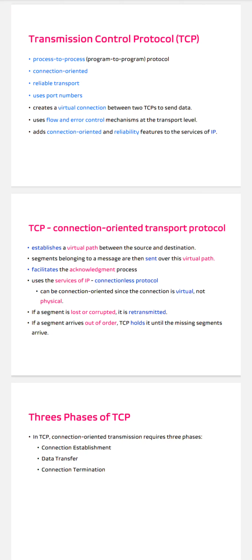If a segment is lost or corrupt, it is retransmitted. If a segment arrives out of order, TCP holds it until the missing segment arrives.